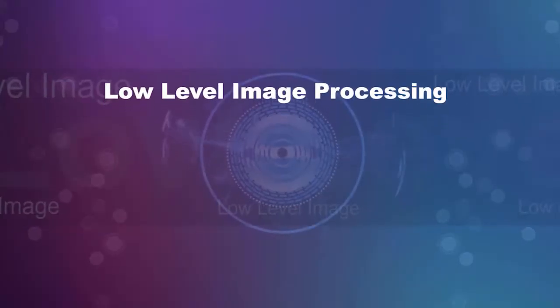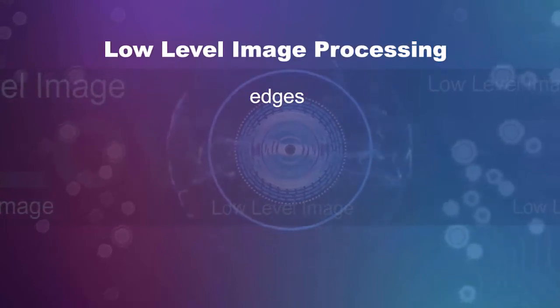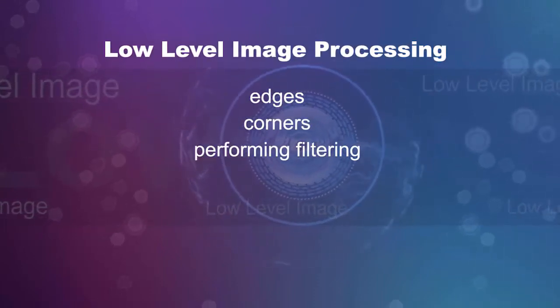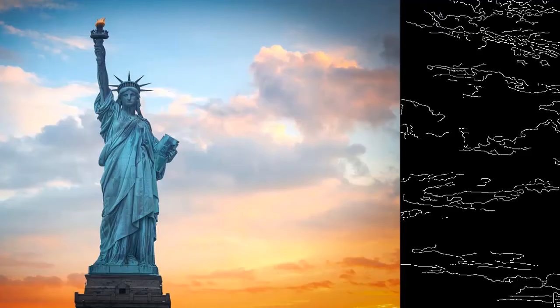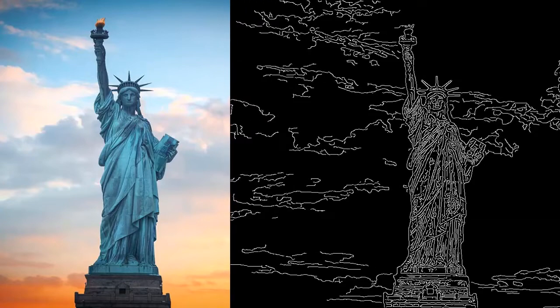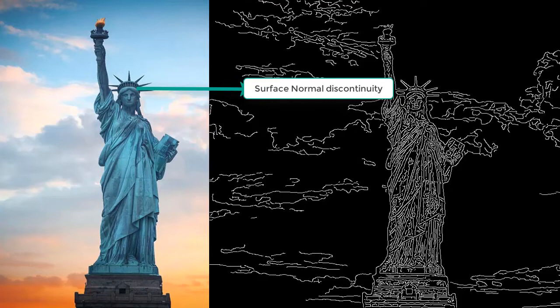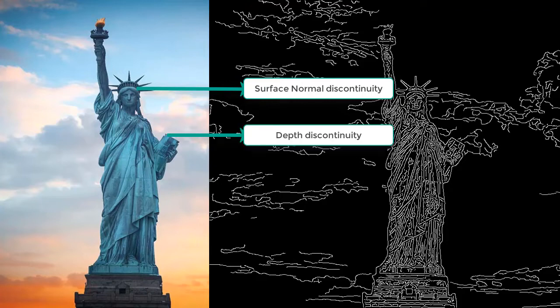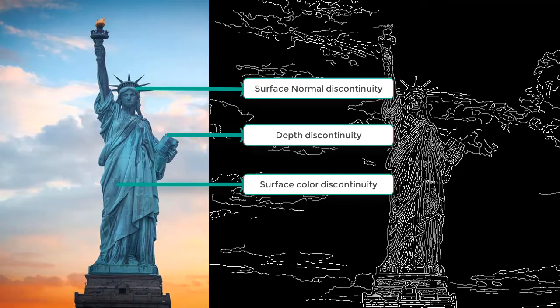Research on low-level vision is concentrated in discovering what information about the world can be initially extracted from the image. The low-level image processing techniques involve extracting fundamental image primitives like edges and corners, and performing filtering and morphology, etc. Let us try to understand what an edge signifies in an image. An edge could be formed due to surface normal discontinuity or depth discontinuity, surface color discontinuity, and finally, illumination discontinuity.